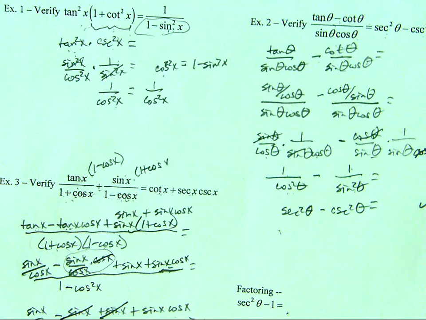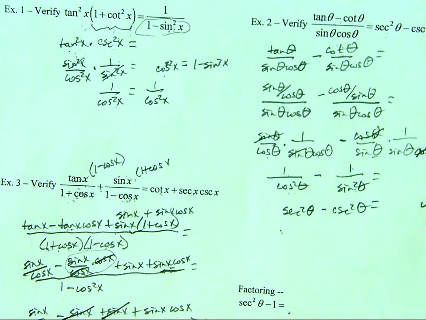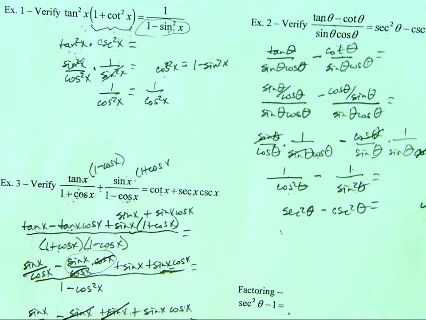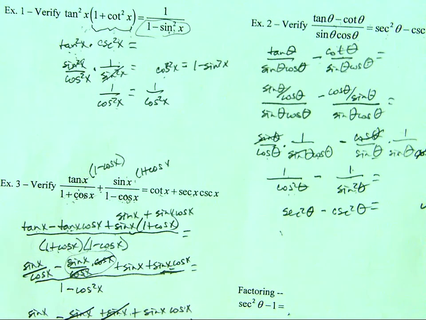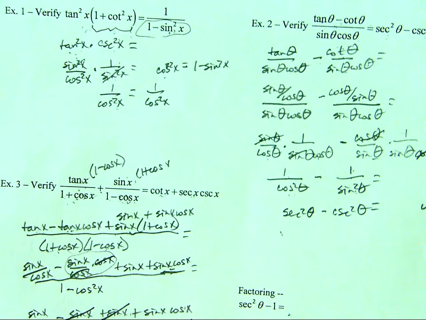Let's see. Now, let's split this into separate fractions, because I have this plus this. So we'll split it back up. So here I have sine x over cosine x, all over sine squared x, plus sine x times cosine x, all over sine squared x.